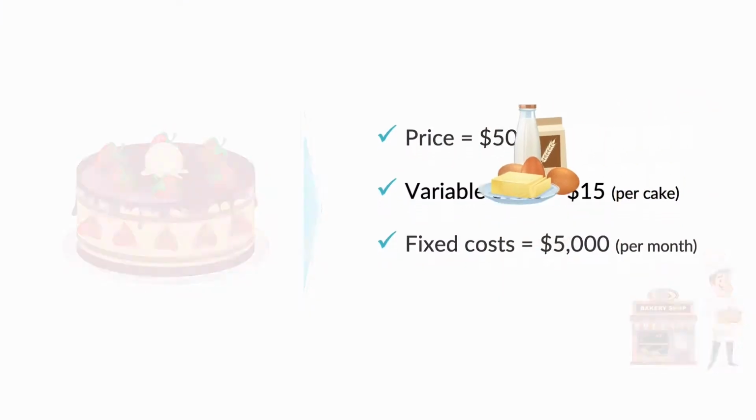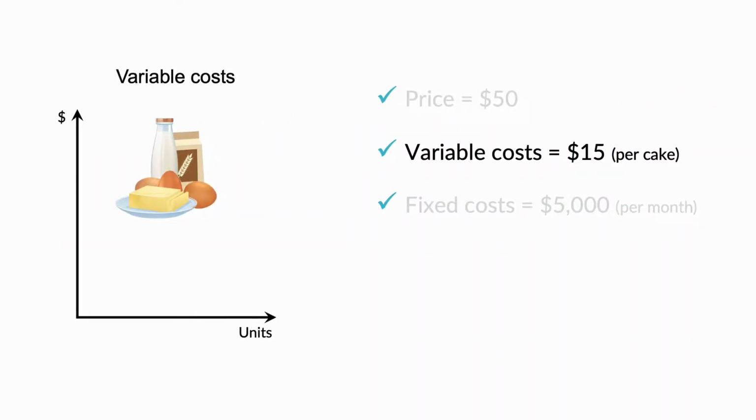Now, as we've seen in the video about the cost structure, variable costs increase with each additional unit of product you manufacture, while fixed costs remain constant despite variations in production amount. In the case of our example, whenever we make an additional cake, our variable costs increase by $15. If we bake one cake, our total variable costs are $15. If we bake 2 cakes, $30. If we bake 10, $150, and so on. So, they can be represented graphically by an upward sloped line.